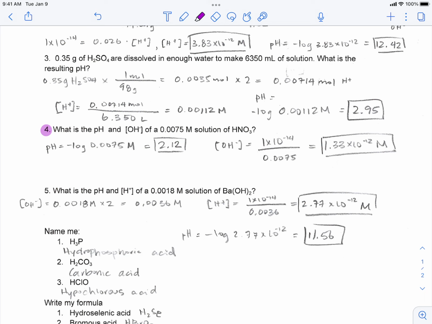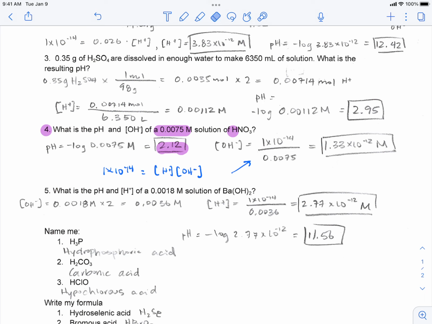It says, what's the pH and OH minus concentration of a 0.0075 molar solution of HNO3? Well, it has the H in it, so that concentration is going to be the same as the concentration of H plus. So take negative log of that, you get the pH, which is right here. Then if you want to find the concentration of OH minus, you can use the KW equation: 1 times 10 to the negative 14th equals concentration of H plus times the concentration of OH minus. I've just rearranged it right here to solve for that, and you can see the answer is squared there as well.